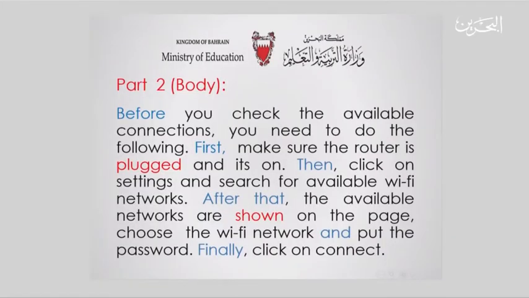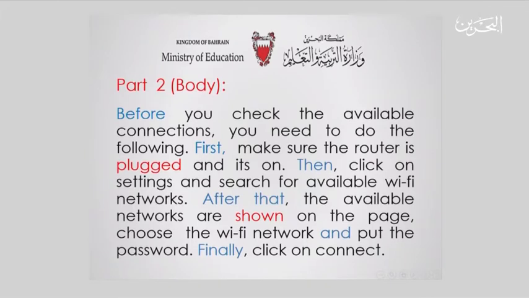Here in the second paragraph, part 2, I have to at least write 2 or 3 steps in passive form. So now here, as you can see, we have written one instruction in passive voice, and there is one more. So let me bring it to your attention again. Make sure the router is plugged in. This is the passive voice.